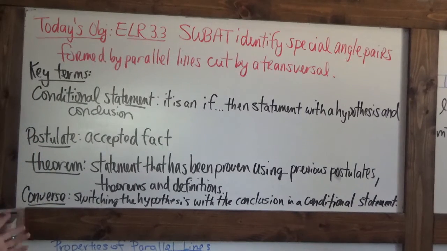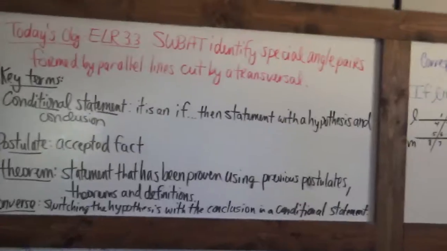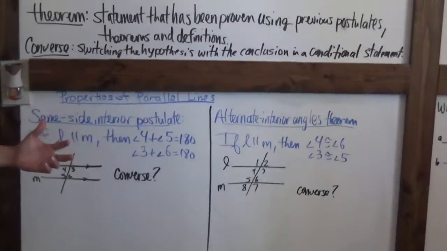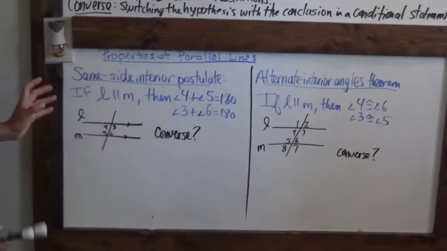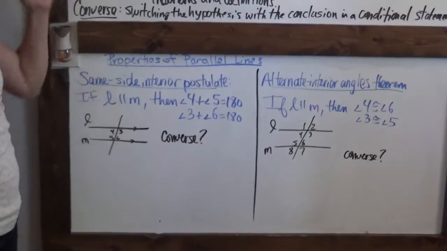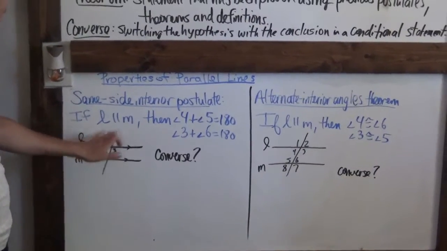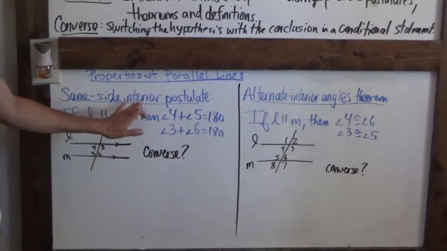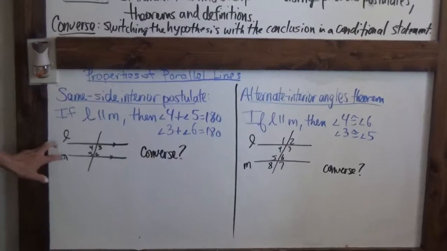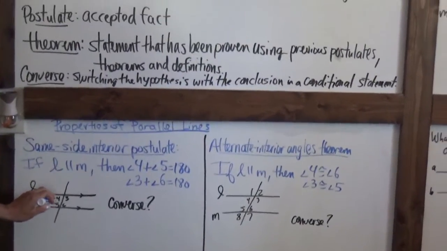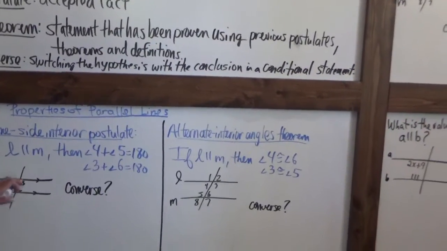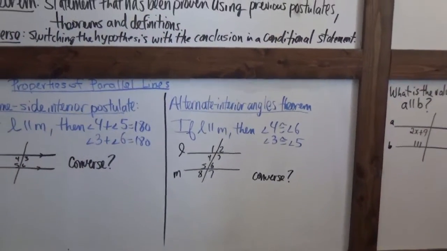So all these properties of parallel lines, you can move it down, are given as an if-then conditional statement. The first one, and we have to be able to locate these when we are looking at them on the parallel lines cut by the transversal, is called the same side interior postulate. So as long as the two lines are parallel, then that means that 4 plus 5 adds up to 180. 3 plus 6 also adds up to 180.